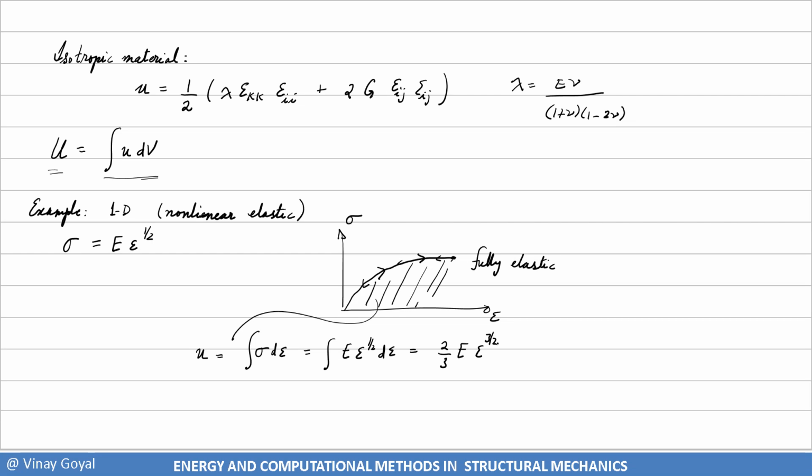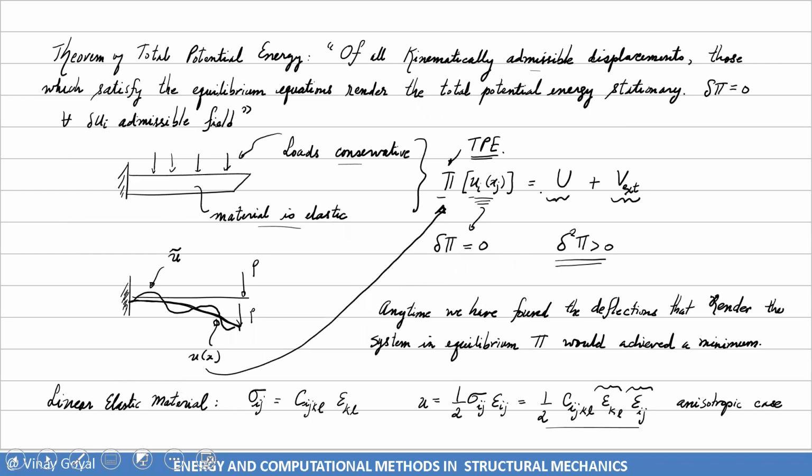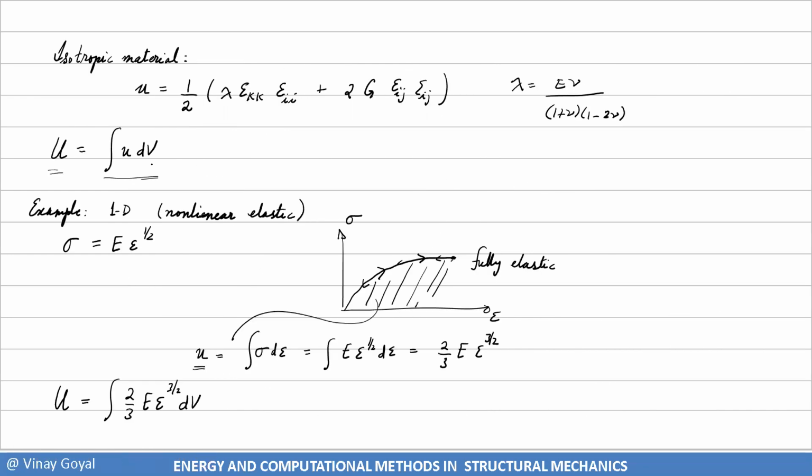And now you know the strain energy density. So now you have to integrate it over the volume to get the full U, the total strain energy. So that's going to be the integral of 2/3 E epsilon to the 3/2 dV. Okay, so that will be the process for a materially nonlinear elastic case. It's very clear what the strain energy density is, and you put it into the integral. If it's a nonlinear elastic material, you can still handle it. It just needs to be completely reversible.